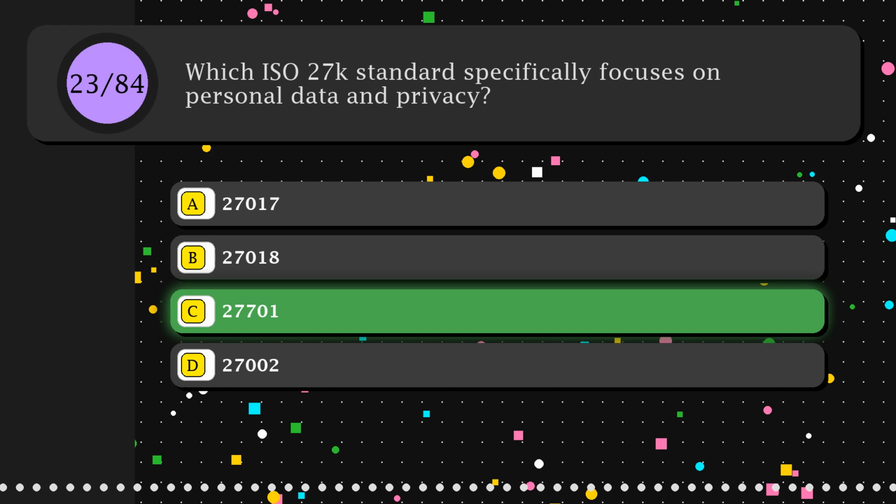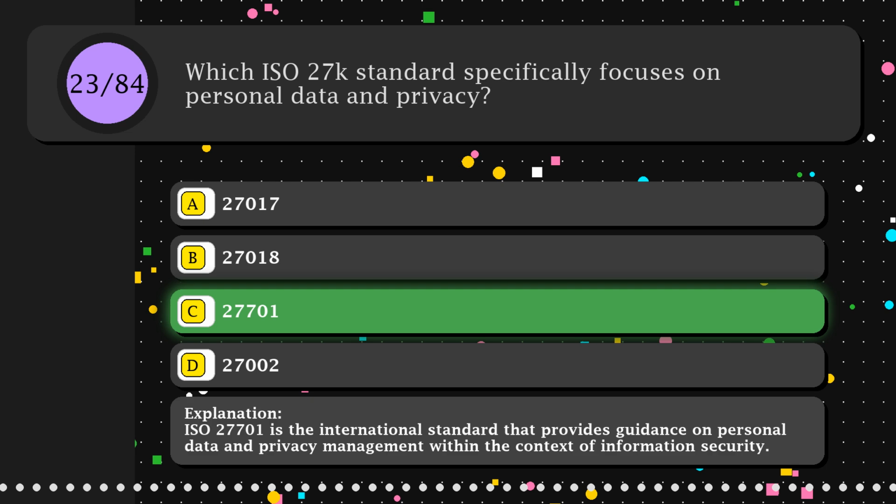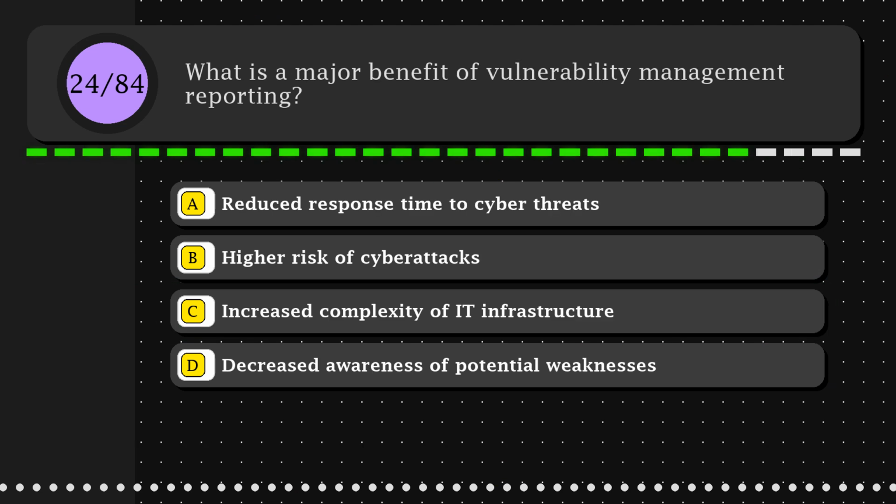The correct answer is option C, 27701. ISO 27701 is the international standard that provides guidance on personal data and privacy management within the context of information security. Question 24. What is a major benefit of vulnerability management reporting?